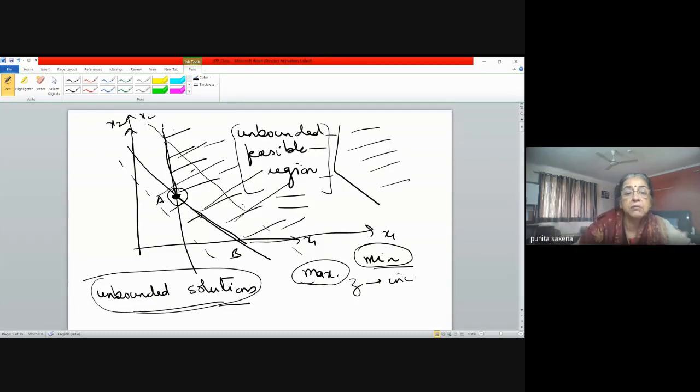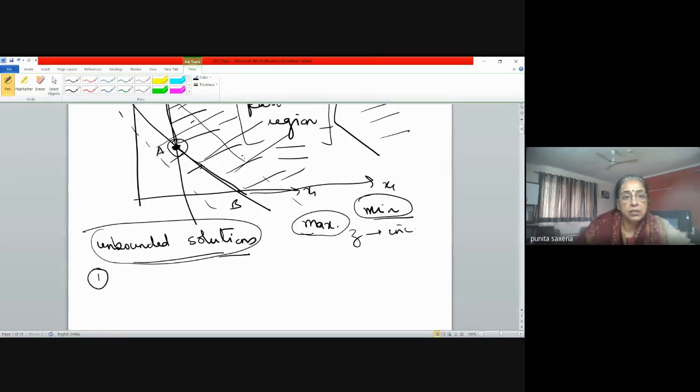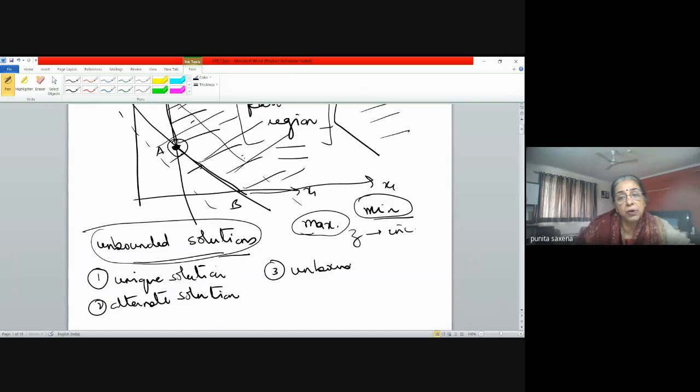Now again, this becomes a typical case. See, this is the third type of case that we can end up with. The first one was the one we discussed when the problem had a unique solution. We got only one solution, right? Then the second case was when the problem had alternate solutions, and alternate solutions were how many? Infinitely many, right? Then the third case that we have seen is when the problem has an unbounded solution. An unbounded solution will exist when we can increase the values of x1 and x2 to any extent, and as a result the value of z also increases, right?